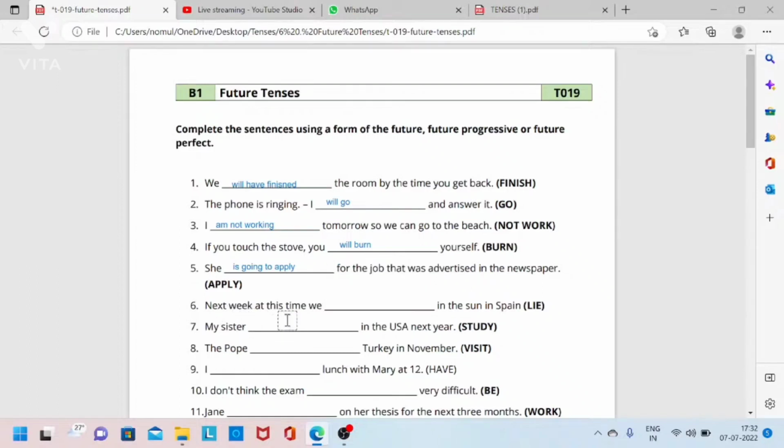Next week at this time we dash in the sun in Spain. Okay, so by using lie we have to complete it. Okay, next week at this time, so we will be lying. Okay, this is the answer.